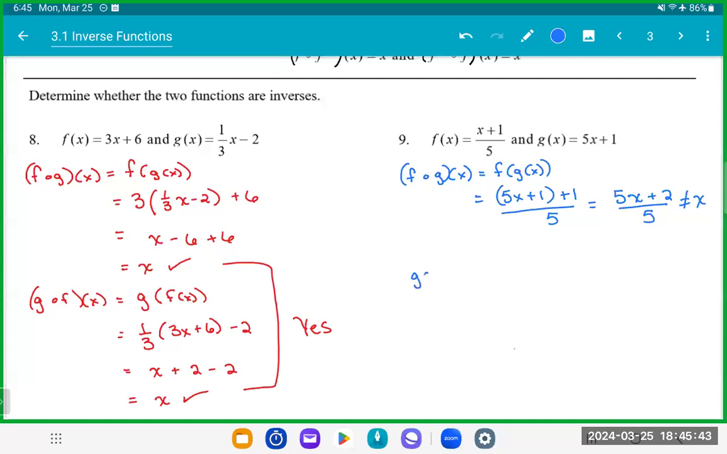But let's just, for practice, do our g of f of x. That is taking our g function and plugging in our f function. So I get 5 times x plus 1 over 5, plus 1. The 5's here cancel. So this gives me x plus 2, which is not x. And so therefore, these are not inverses.